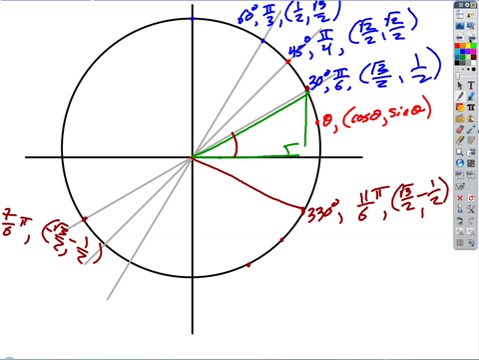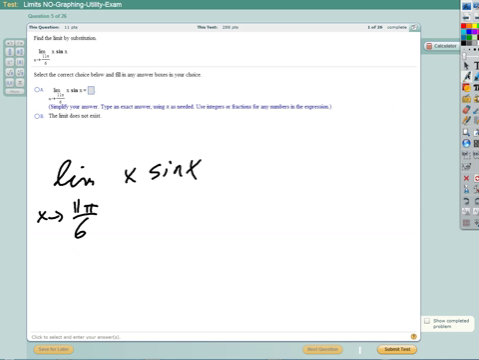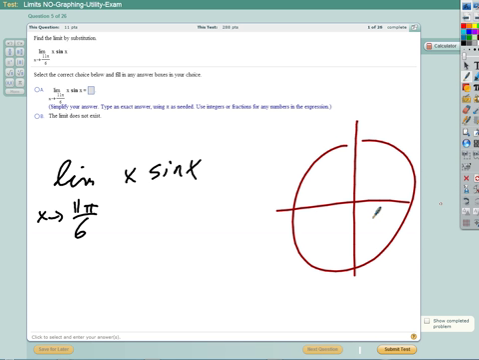So, where were we then? Okay, so then what about this? The limit of x sine x as x approaches 11/6 pi. So on my unit circle, I just know that I'm at that spot right there. So if I evaluate directly, what is the sine, the y coordinate of that point? Negative 1/2. So when I evaluate directly, I just get 11/6 pi times negative 1/2, and that's my answer.